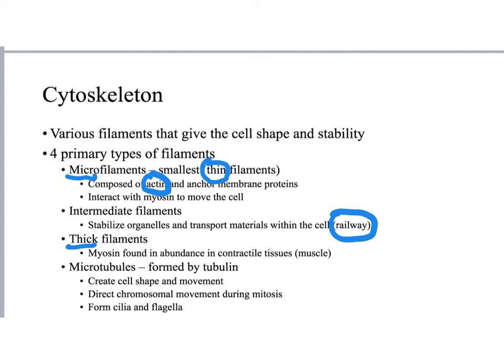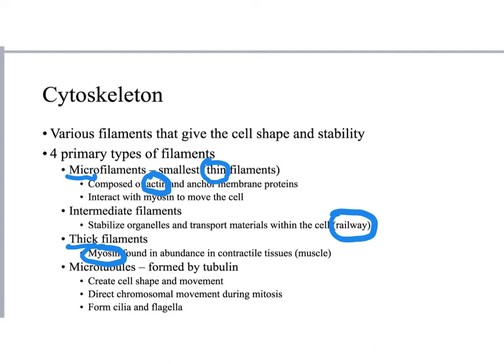Thick filaments I already mentioned. These are composed of myosin. So you're going to hear when we get to the muscle chapter of actin filaments moving on myosin filaments. These are the thick and the thin filaments. So they're involved with muscle contraction.